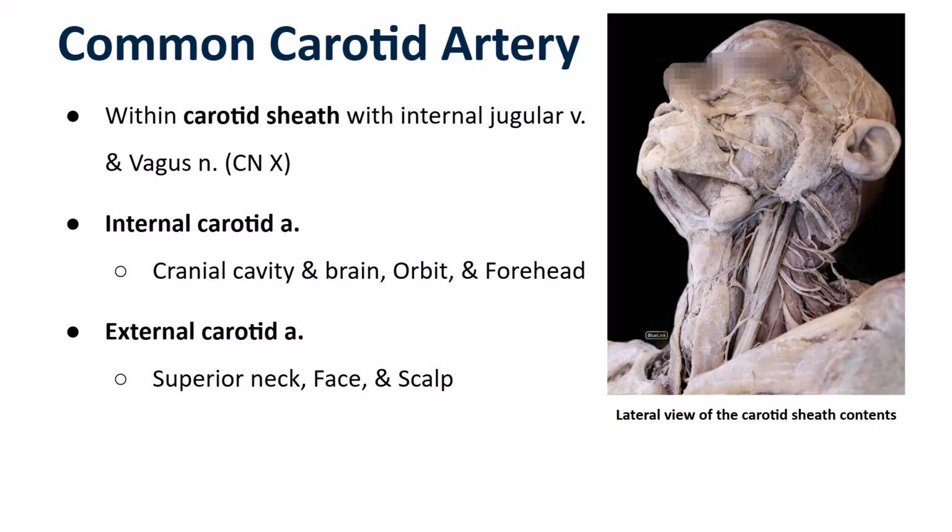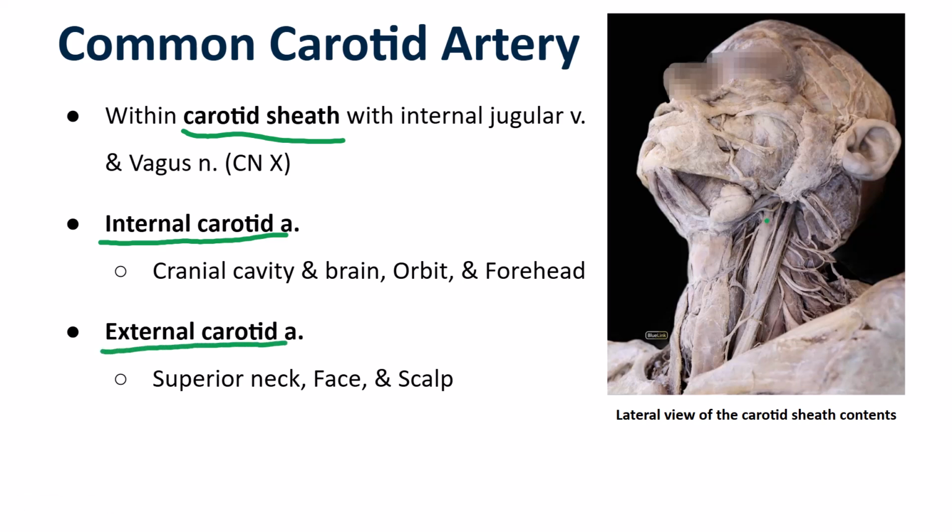So the common carotid artery, as you know, on the right side originates from the brachiocephalic trunk, and on the left side originates from the arch of the aorta. It ascends the neck within the carotid sheath, and it's accompanied by the internal jugular vein and vagus nerve within that sheath. The terminal branches of the common carotid artery are the internal carotid artery and the external carotid artery.